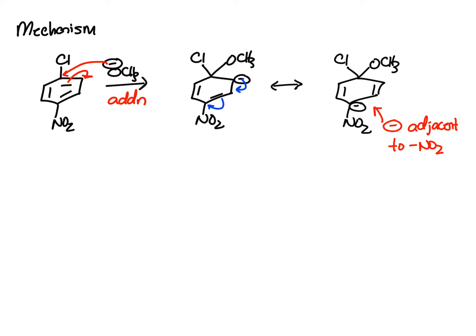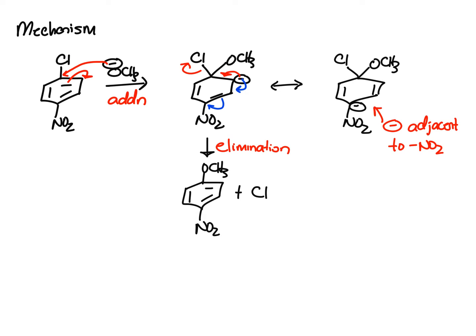Now, from this particular intermediate, what we can do is show this lone pair from the negative charge going back down to reform aromaticity in the ring along with loss of the chloride. And this step of the mechanism is called elimination. So overall, we call this an addition elimination mechanism.